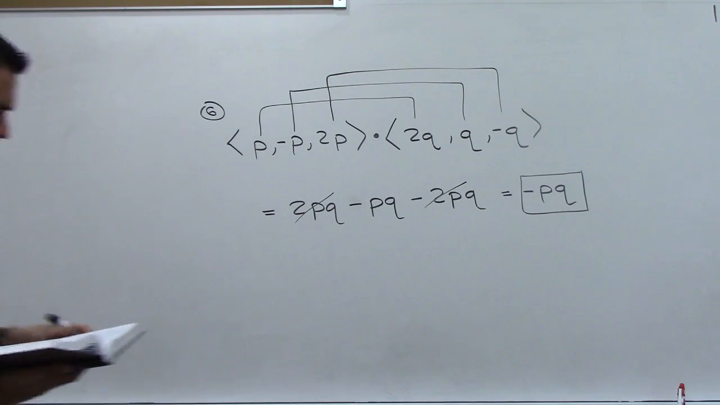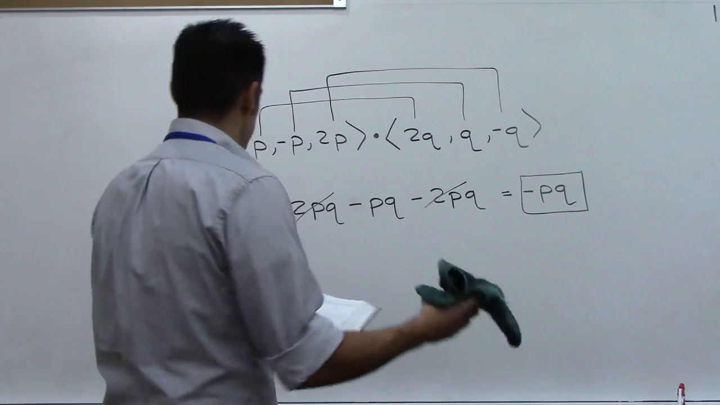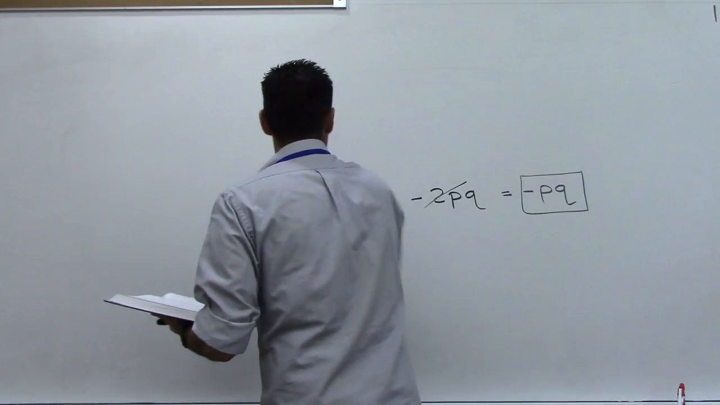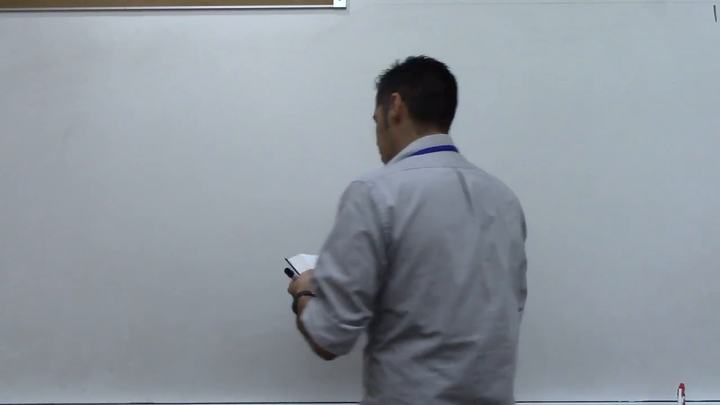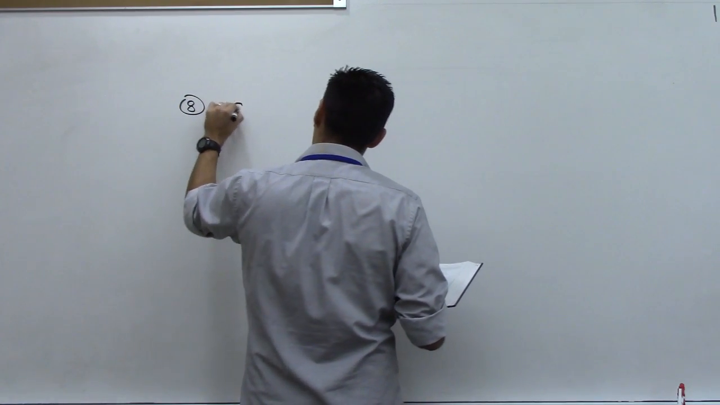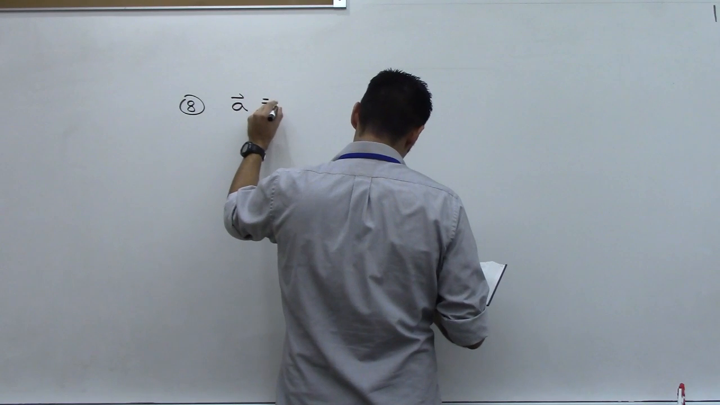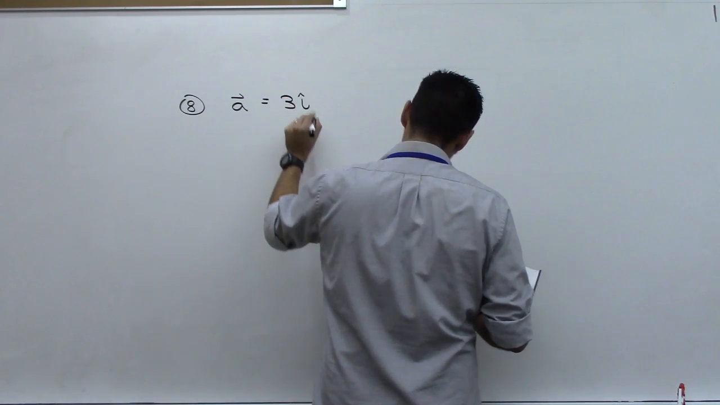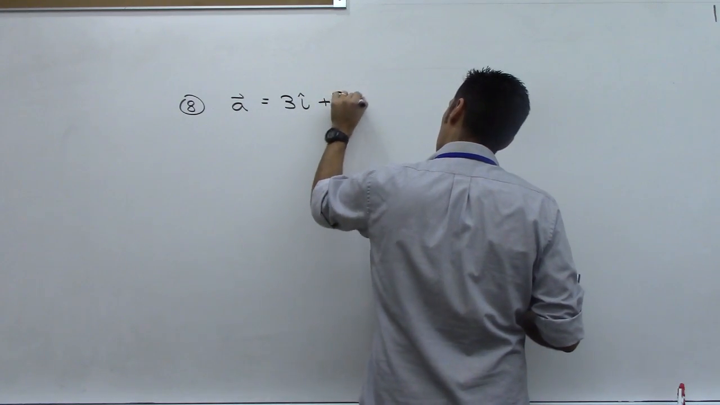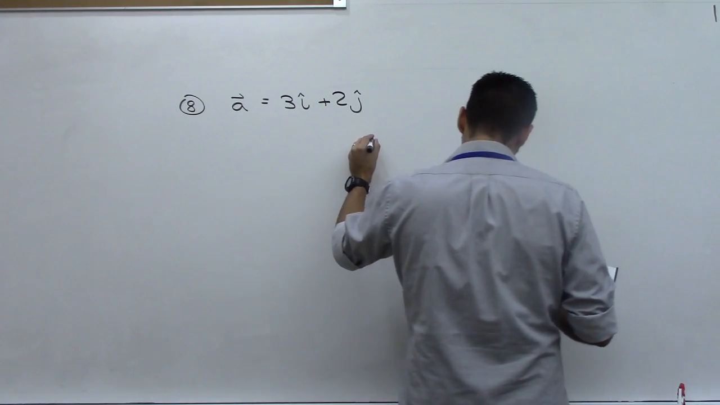All right, number 8. Let's look at 8. I'm skipping 7. So on number 8, you need to first be able to convert this I hat, J hat, K hat notation. So they give you the vector A is 3I plus 2J minus K.